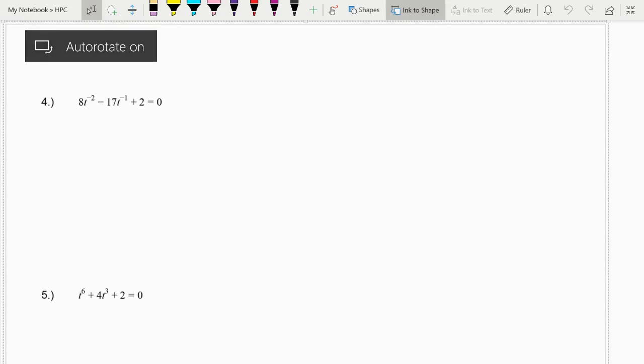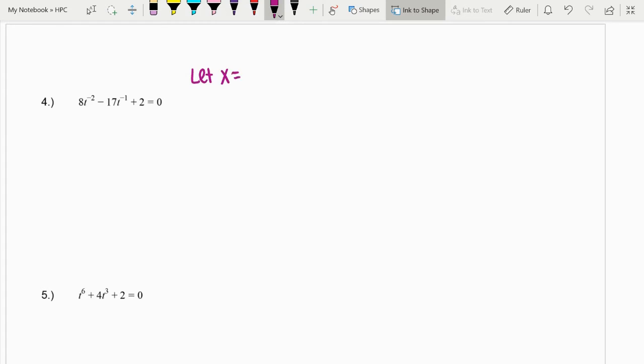Okay, moving on to example 4, we have 8t raised to the negative second power minus 17t raised to the negative first power plus 2 equals 0. This one doesn't look very nice, so we are going to use some substitution to help us out a little bit. We are going to let x equal t to the negative first power. And just remember that t to the negative first power is the same thing as 1 over t. So if I rewrite this, I'm going to have 8x squared minus 17x plus 2 equals 0.